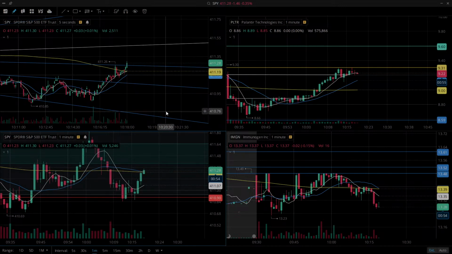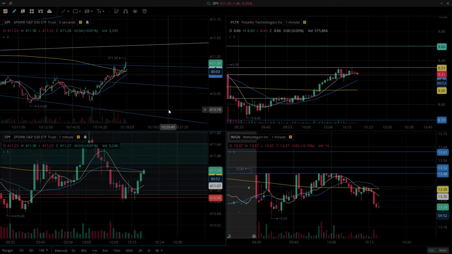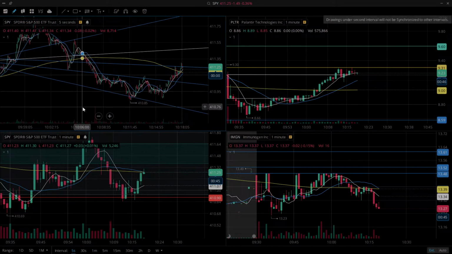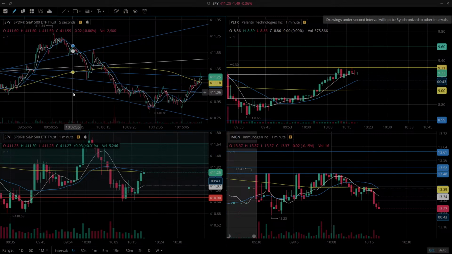Jeremy, does the fan line scalping strategy work in this market, just for tiny moves? It can. You just got to be a little bit more picky with your setups.